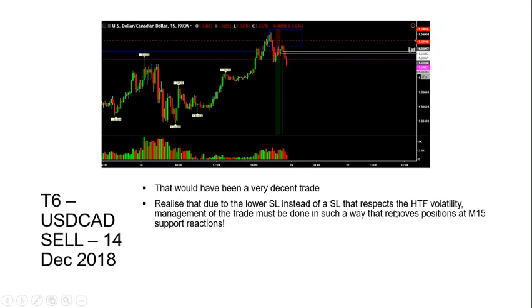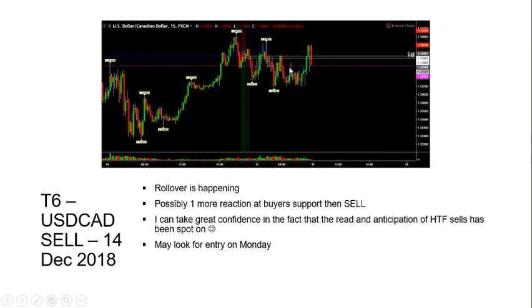And of course, if I wanted to not increase my risk, I must respect minute 15 volatility, because this entry was not at a higher time frame relevant stop loss area. Higher time frame relevant stop loss was my initial stop loss area over here.